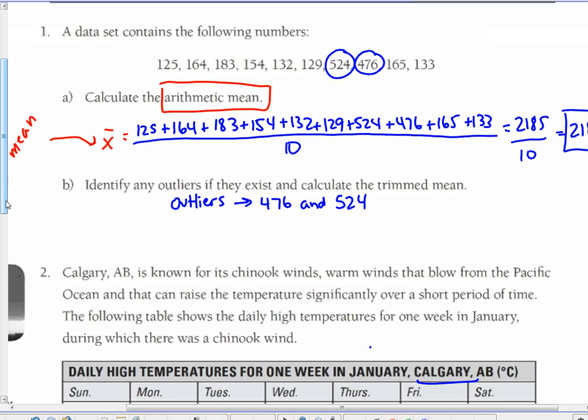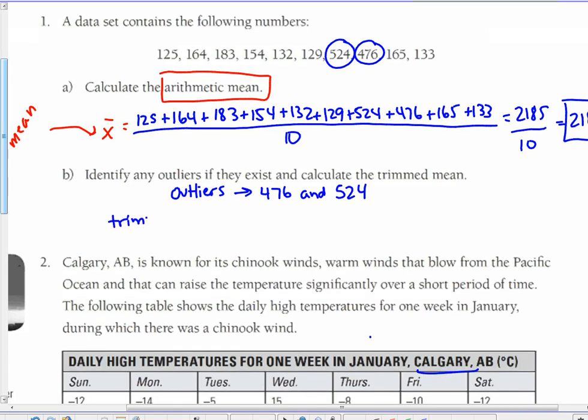So let's find our new trimmed mean. Trimmed mean is not so bad. All we're going to do is exclude those two numbers. So we're going to add everyone else together. And now, how many are we going to have? How many pieces of data are we going to add together if we take off those two? 8. So we'll divide by 8.